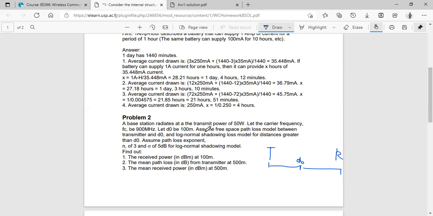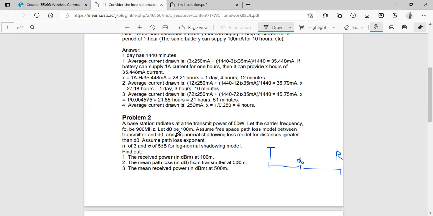So assume the free space path loss model between the transmitter and D naught. Any distance between the transmitter and D naught is going to incur a free space path loss, right? So we have to consider the free space path loss model for any distance between the transmitter and the distance D naught, right?